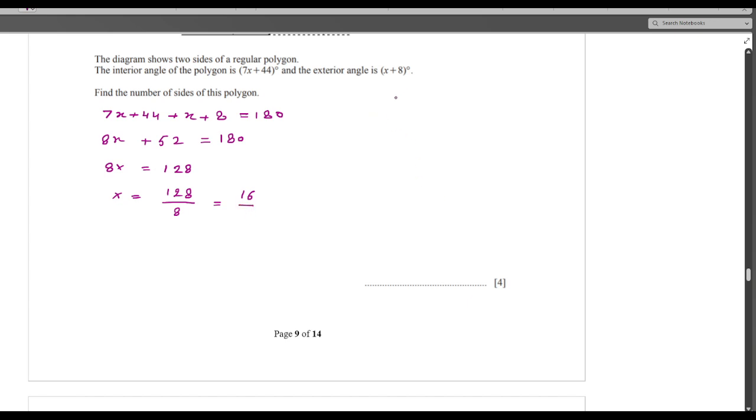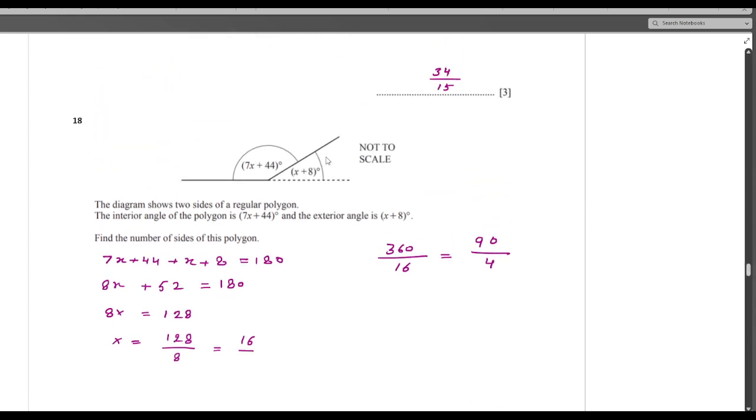Now each exterior angle is 360 divided by the number of sides, or you can say that the number of sides is 360 divided by x. This is your number of sides. So 360 divided by 16. Let us divide this by 4. So 4 times 9 is 36. It is 90 divided by 4 times 4 is 16. Okay, I might be making some mistake. Let me see where I am.